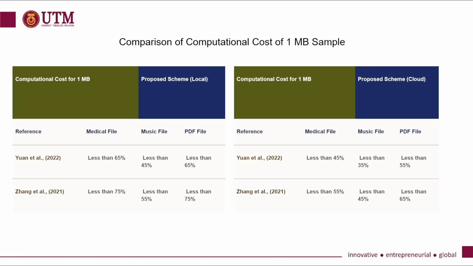Now moving on to the cloud side, the Yan is the first one and the Zheng is the second one. For the medical files there is 45% on the Yan one, and on the Zheng one it is 55% less. For the music files, 35 and 45, and PDF is 55 and 65.